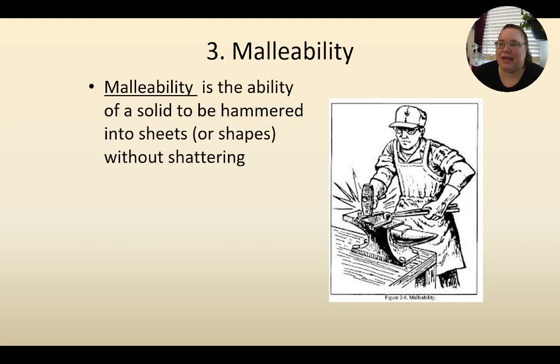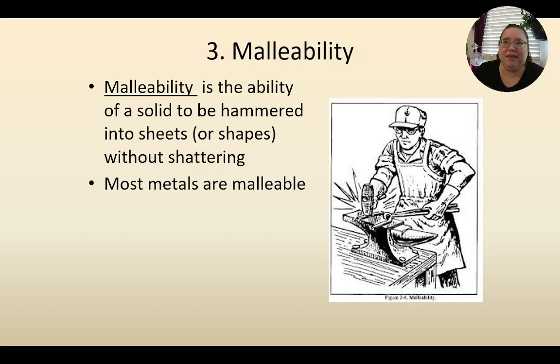So malleability, I mentioned this very briefly a moment ago, but malleability is the ability of a solid to be hammered into sheets or shapes without shattering. This is how we can make coins and maybe even jewelry by pressing metal into thin layers, and it's not going to crack or shatter. And I say metals because our metals tend to be very, very malleable.